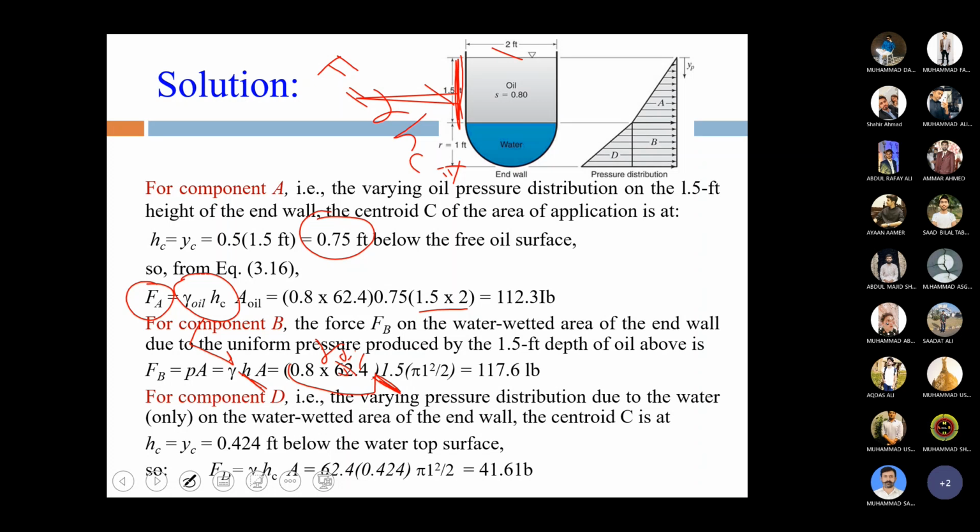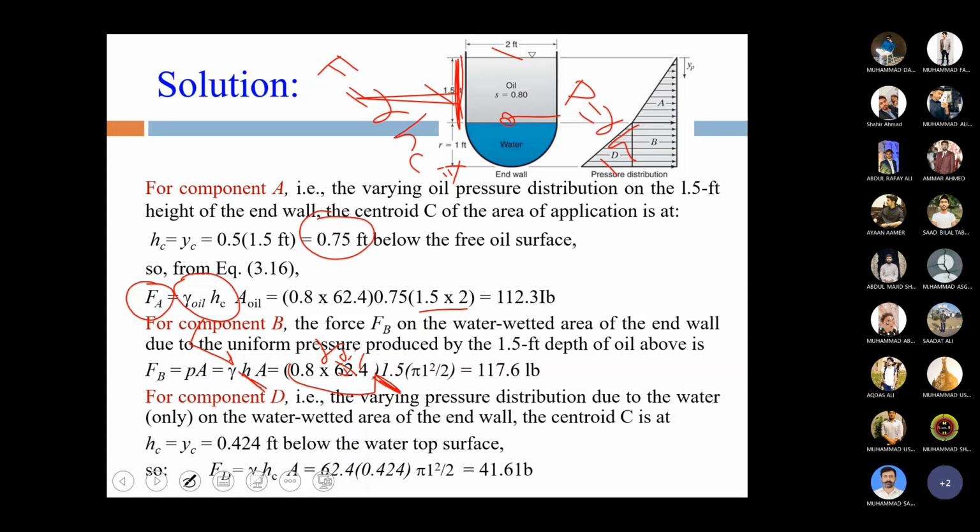अगर मैं आपसे कहूं यहां पे प्रेशर निकालें, P इज इक्वल टू gamma H, तो हाइट कौन सी यूज होती है? सर ऑयल की, जो पूरा टैंक है उसकी हाइट यूज करते हैं हम. तो हाइट इज फॉर ऑयल इज 1.5 फीट. ओके, एंड गैमा ऑफ ऑयल. सो यहां तक क्लियर हो गया.